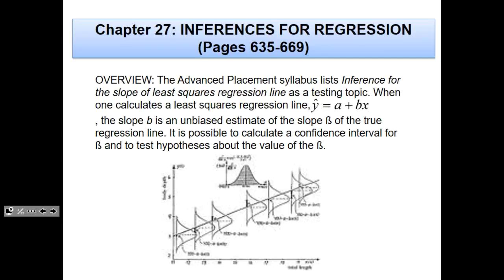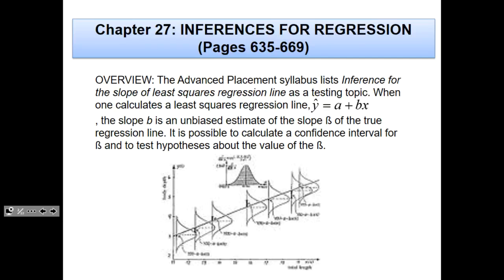So in the AP syllabus, we talk about inferences of the slope of the least squares regression line. Remember back to the regression line, that slope of the least squares. We figured this in the calculator: y hat, the predicted value, equals a plus bx, our y-intercept plus slope times our explanatory variable. So our slope is an unbiased estimator of the slope beta, okay?